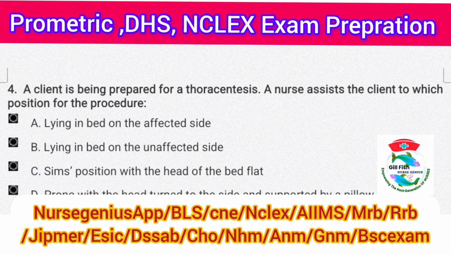Next question. A client is being prepared for a thoracentesis. A nurse assists the client to which position for the procedure? Option A, lying in bed on the affected side. Option B, lying in bed on the unaffected side. Option C, Sims position with the head of the bed flat. Option D, prone with head turned to the side and unsupported by a pillow.